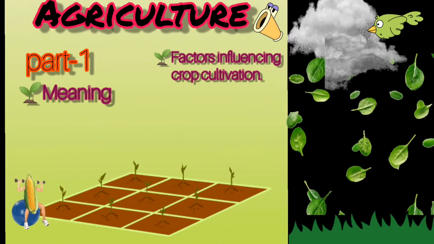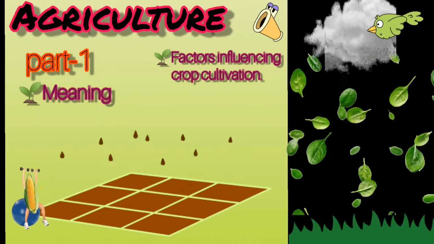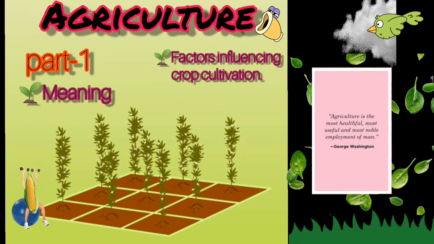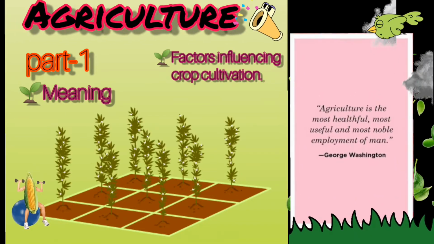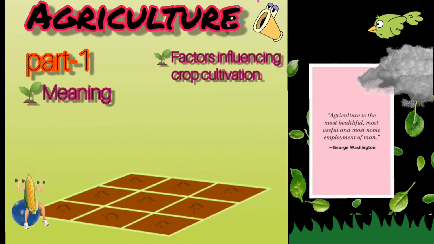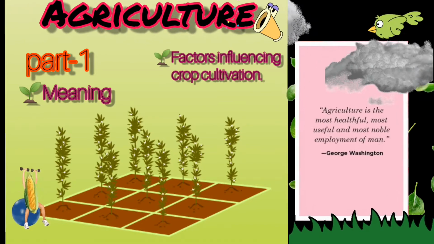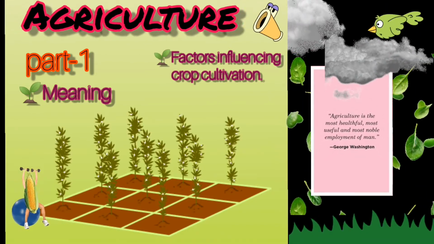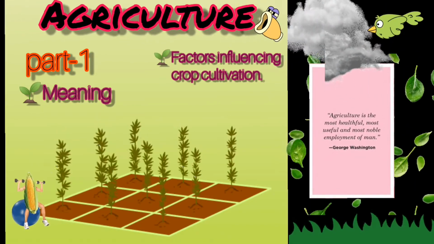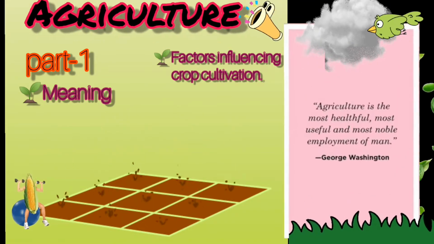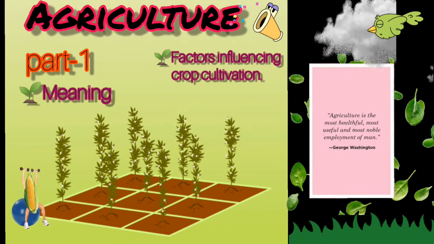So children, we will start our class with this beautiful thought. According to George Washington, agriculture is the most helpful, most useful and most noble employment of man.